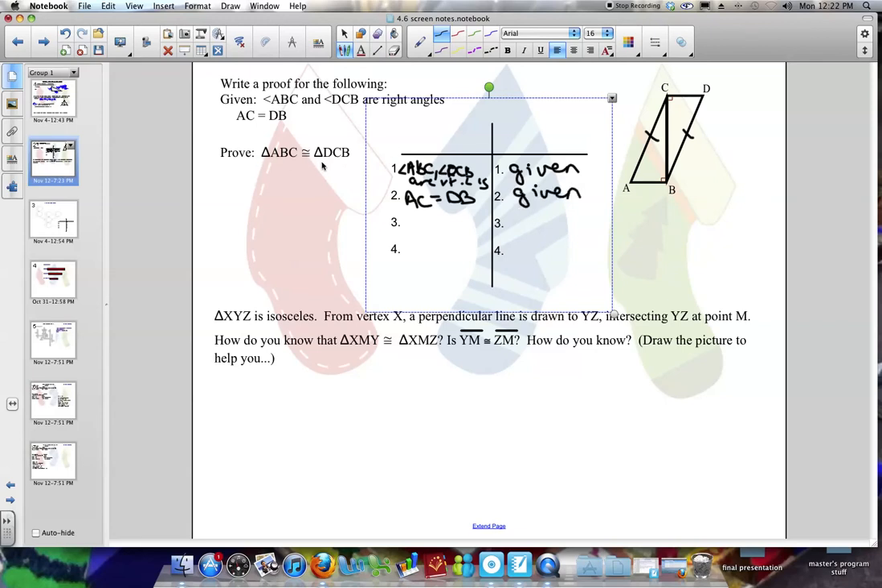In order to show that our 2 triangles are congruent, we have to have 3 parts. We have right angles. We have 1 pair of congruent sides. We actually have a 2nd pair of congruent sides. CB is equal to CB, and the reason for that would be reflexive. And so we have a pair of hypotenuses that are congruent and a pair of legs that are congruent. So because of HL, we can say that our triangles are congruent. So we can use our proof statement that ABC is congruent to DCB because of the HL theorem.